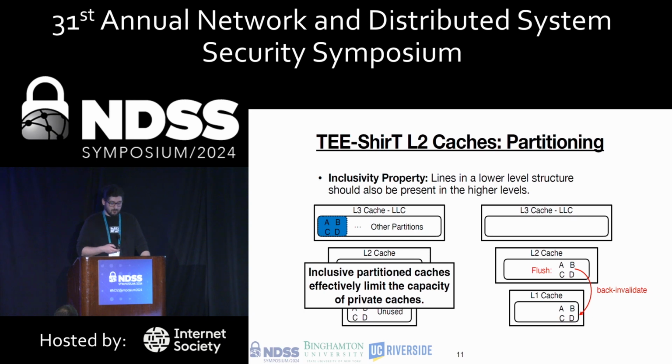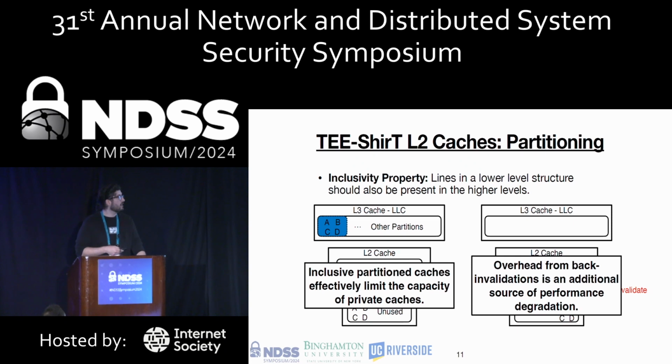The second problem is that when flushing is implemented in L2 caches, these flushes also trigger back-end validation for the maintenance of this inclusivity property. So the overhead from these back-end validations is also an additional source of performance degradation.